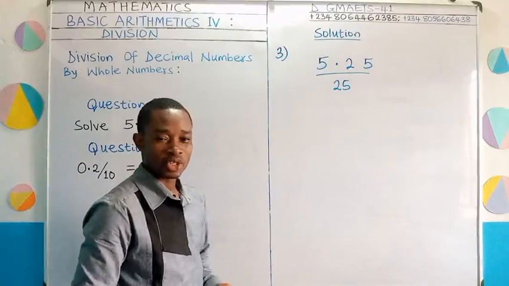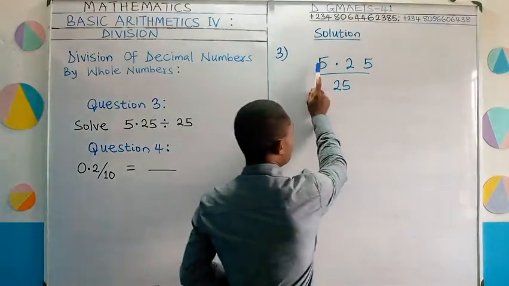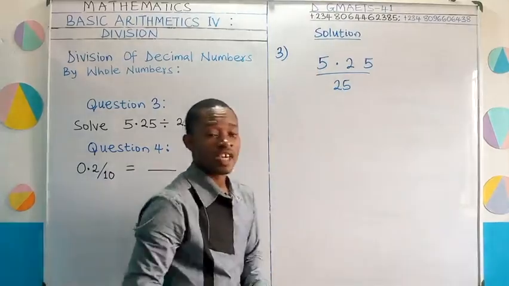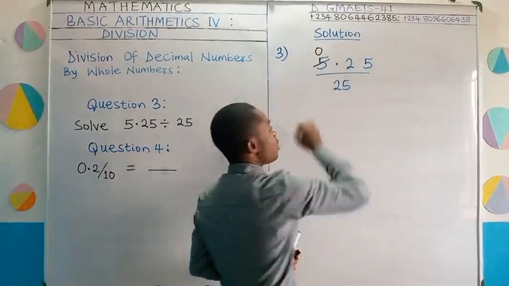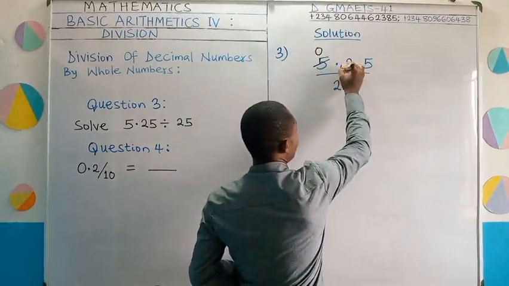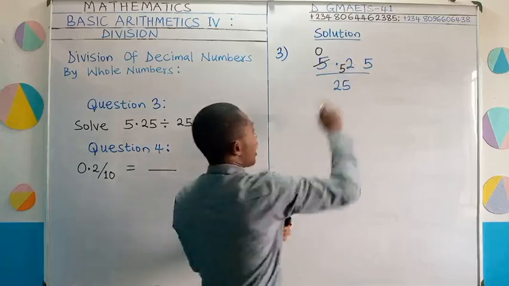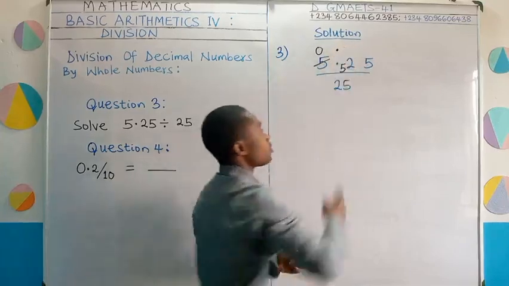So we go, as usual. Now we start digit by digit. 5 divided by 25. Smaller number divided by bigger number, so this is going to be 0, remainder 5. Attach the 5 to this decimal digit. Now as you are crossing to the decimal digit, you put your decimal point.